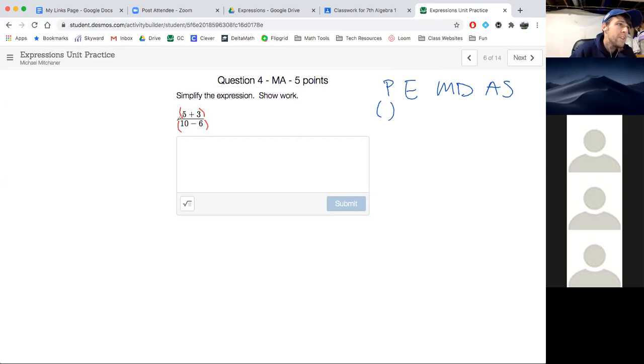So before we do any simplifying of our fraction, we need to put together what's on top and put together what's on the bottom. So for this one, I can put together these things, right? 5 plus 3 is 8. 10 minus 6 is 4. Now we can deal with our fraction. Remember, a fraction is another way for us to write division. So really what this is saying is 8 divided by 4. We know that simplifies to be 2.